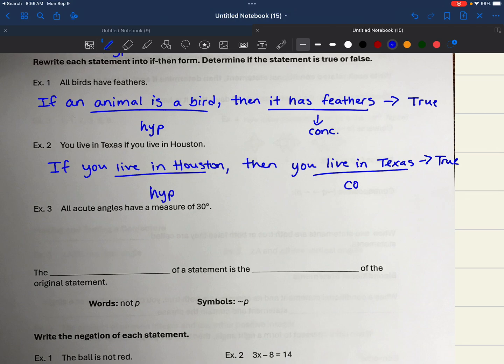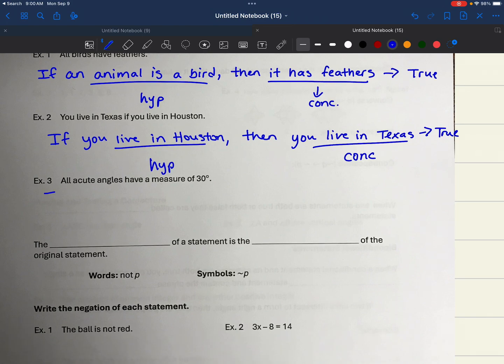Okay. All right, again, our first part is our hypothesis. Our last part is our conclusion. I don't think the next one's true. Okay. Give me an if-then statement. If it's an acute angle. So if an angle is acute, all right, so our hypothesis, and then it measures 30. Then it has a measure of 30.